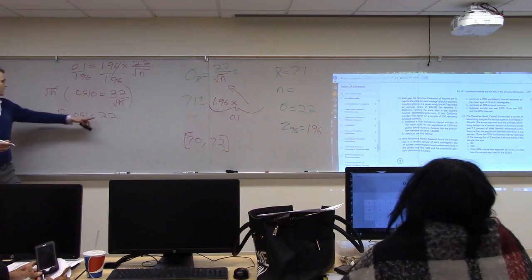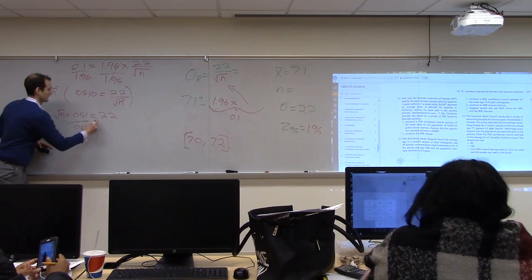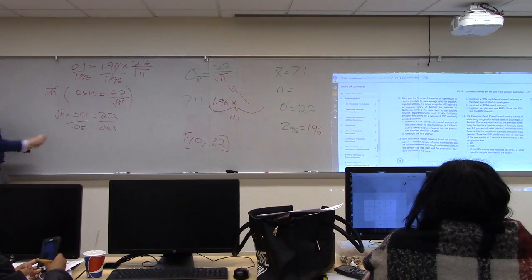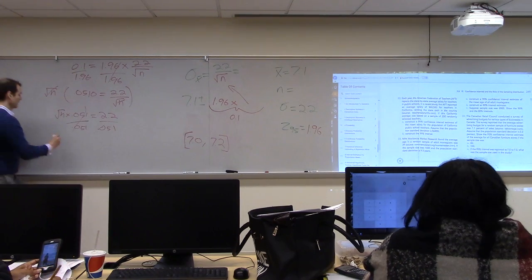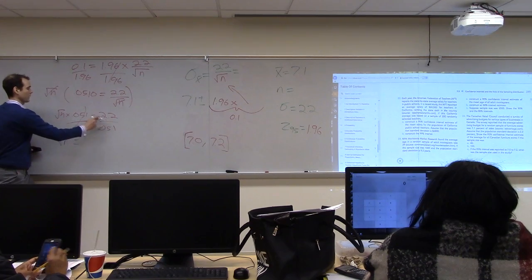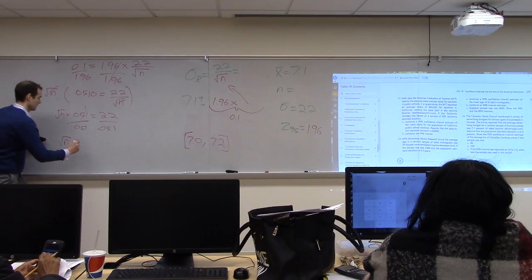So now we take 2.2, we're going to divide both sides by 0.051. Alright, this cancels on this side, and we've got square root of n equals 2.2 divided by 0.051. What does that come out to?